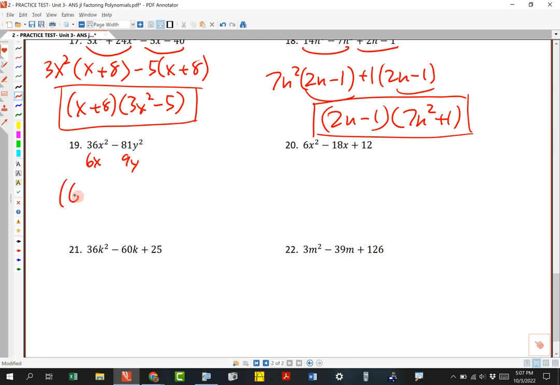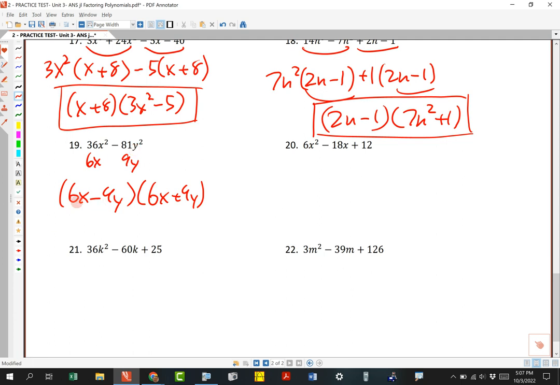So that would factor to 6x minus 9y and 6x plus 9y. Now, if you just leave it like this and circle that and say, hey, I've got it done, you're not going to get all the points because it's not completely factored. So sometimes we get a little carried away. So there's two ways that you can deal with this.